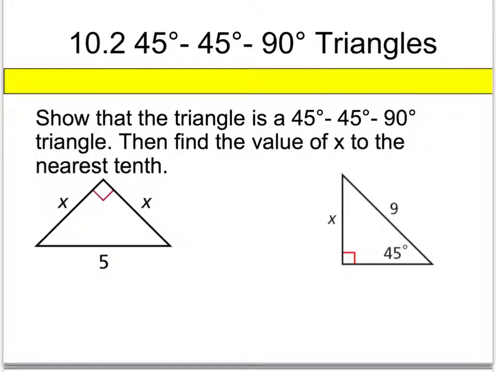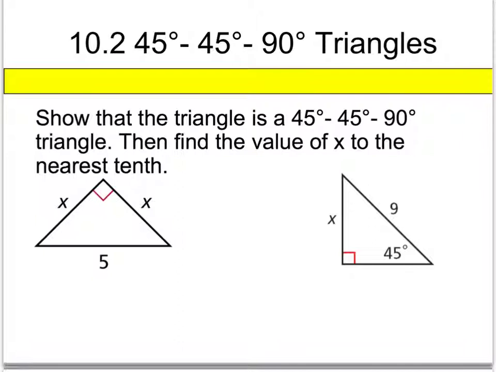Last slide. The very first thing you do, there's 2 steps to this problem. Very first one, you need to show that the triangle is a 45, 45, 90 degree triangle. So you're going to use theorems that you know from previous stuff. Again, we're getting back into our theorems. Then once you have that, you're going to find the value of x to the nearest tenth.